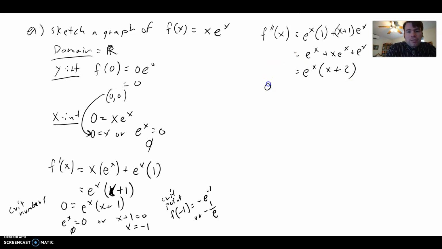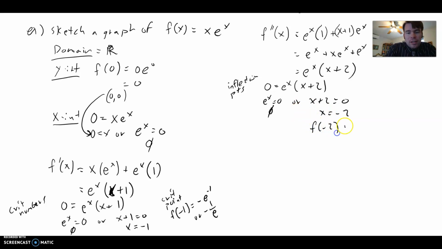And so again, if we're going to set this equal to 0 because we want to find inflection points, then we would have e to the x equals 0, but that doesn't happen, or x plus 2 equals 0, which gives us x equals negative 2. And f of negative 2 is negative 2 e to the negative 2, or negative 2 over e squared. And so we have this point as well. We have negative 2 over e squared. This was the point negative 1 over e.